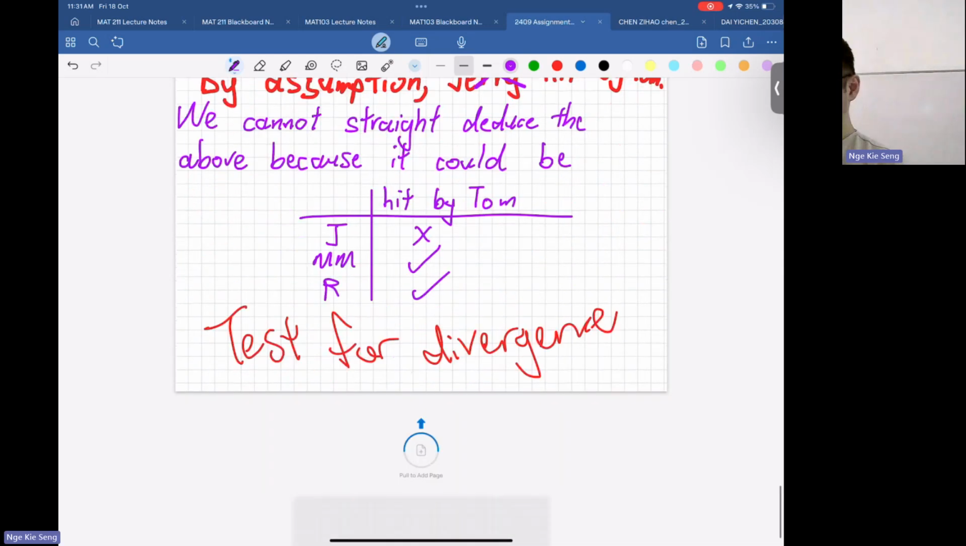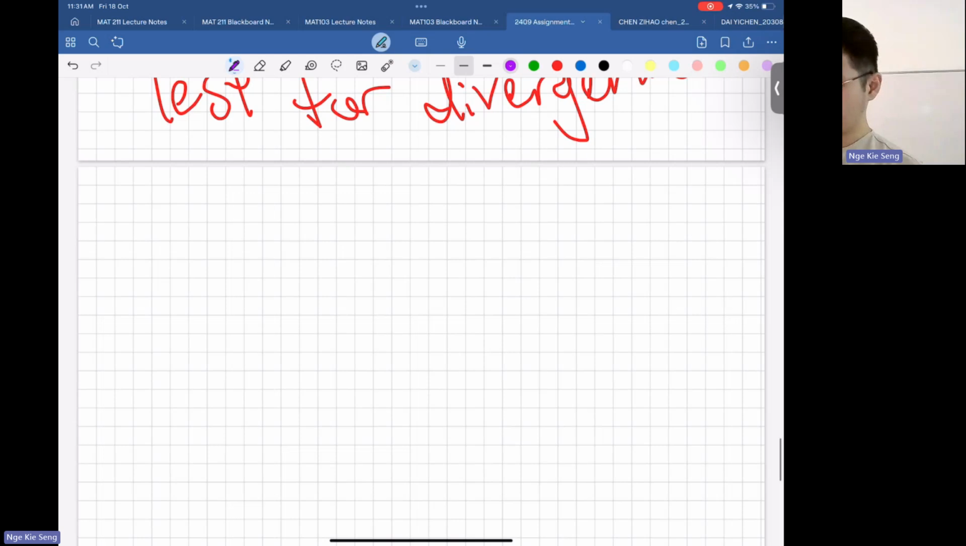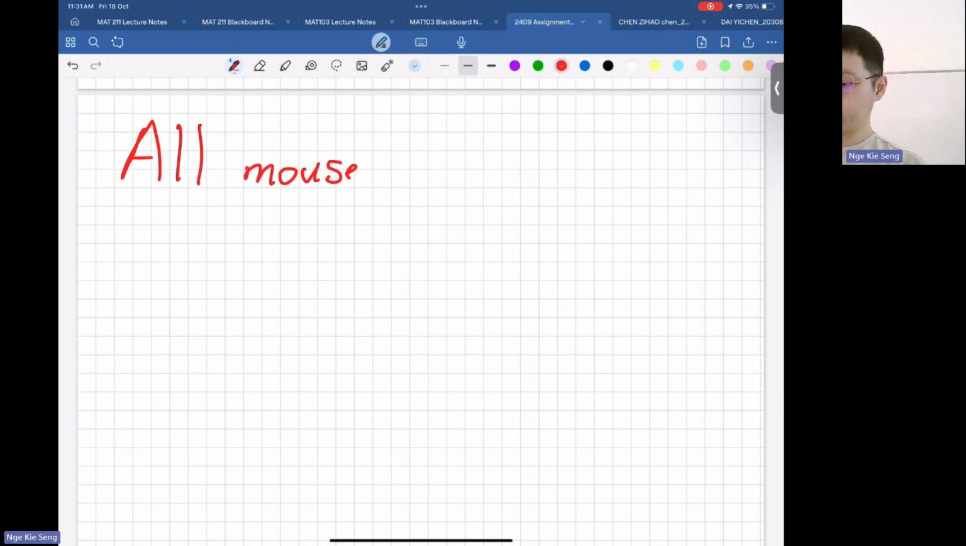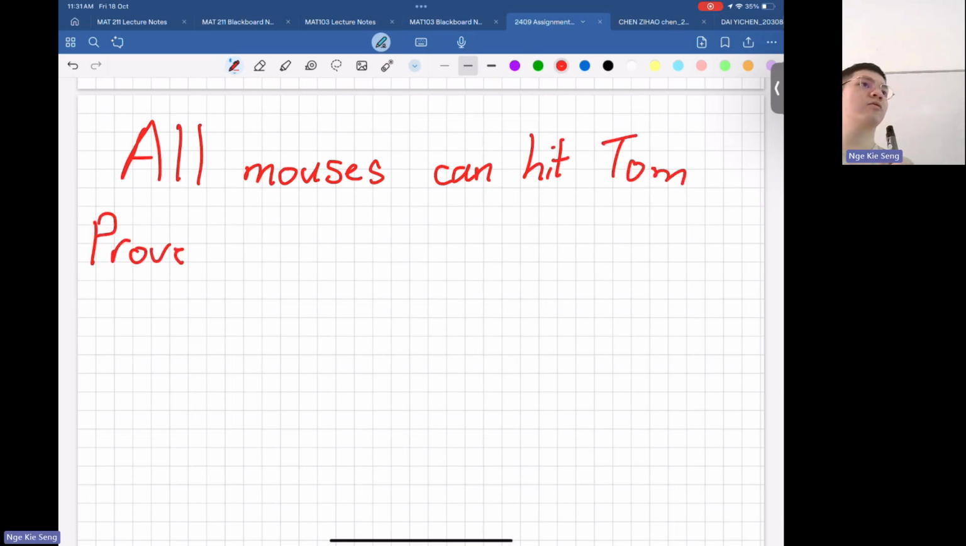I think these are the two basic things you have to get right. Starting today, you have to get this kind of statement right. Let's say all mice get hit by Tom. If you're going to prove this statement, how to prove?